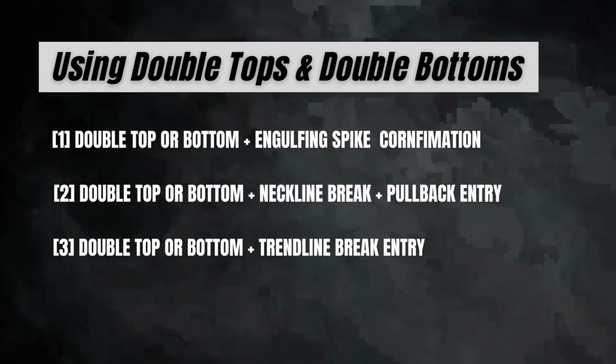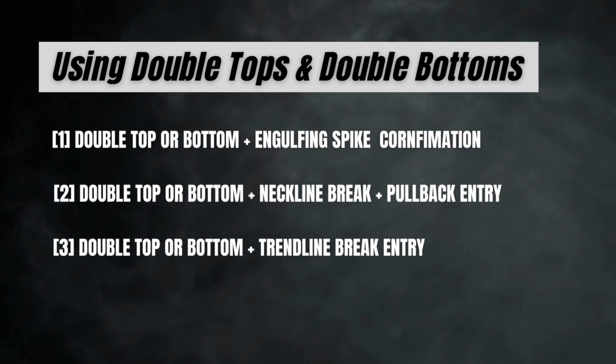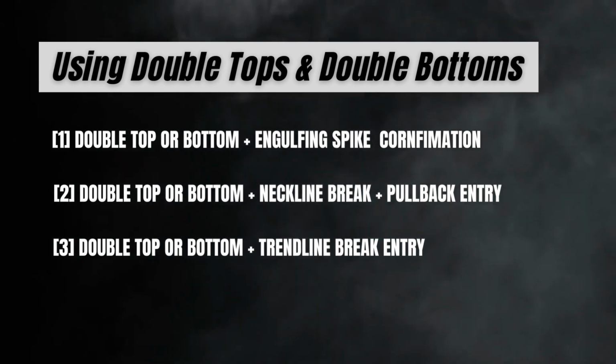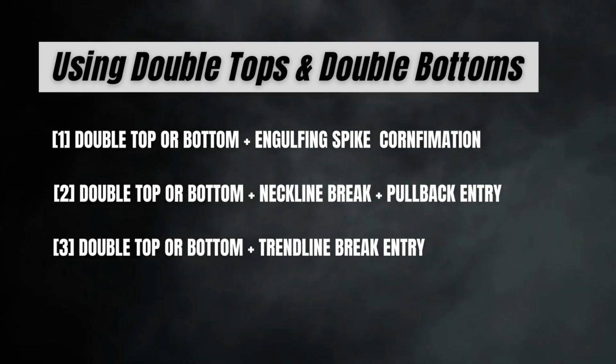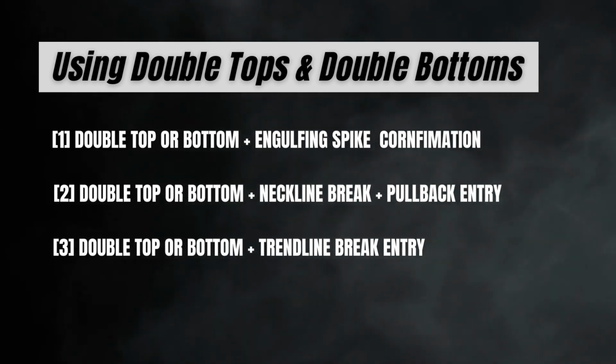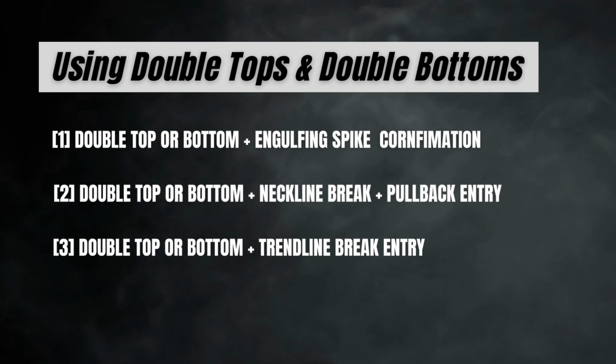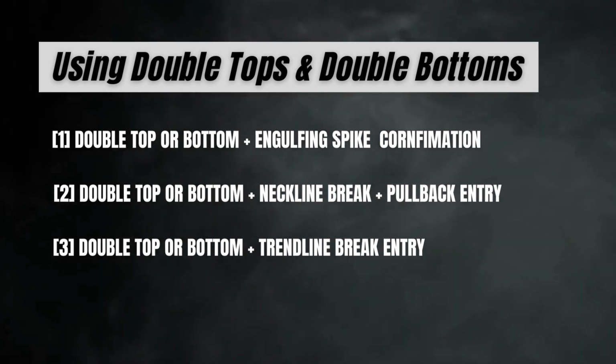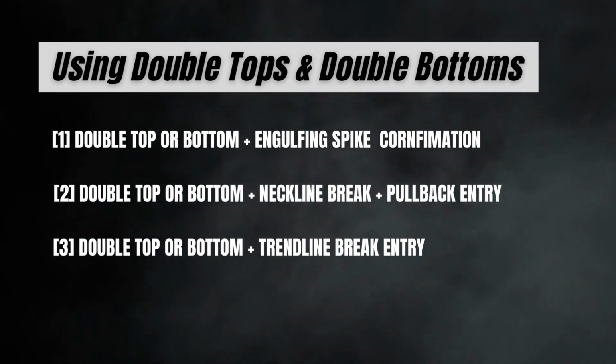So here is the best way to use the double top and double bottom patterns when trading boom and crash index. The first one is whereby we combine the double top or bottom pattern with the engulfing spike confirmation. And the second one is whereby we wait for a double top pattern to form, and then we wait for the price to break the neckline, and then we wait for a small pullback that will come to the neckline, and then we take our entry. The third one, which is the last one, we wait for a double top or bottom pattern, and then we wait to see a nice trend line break with the price, and then we take our entry.